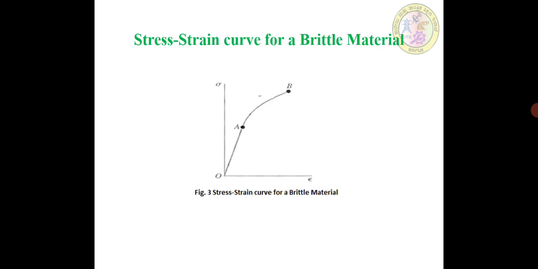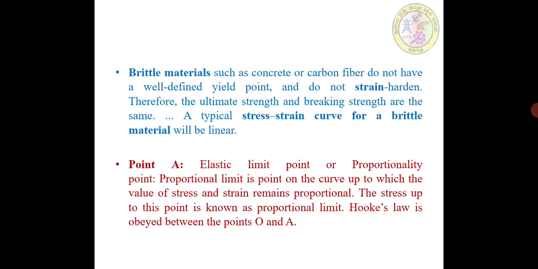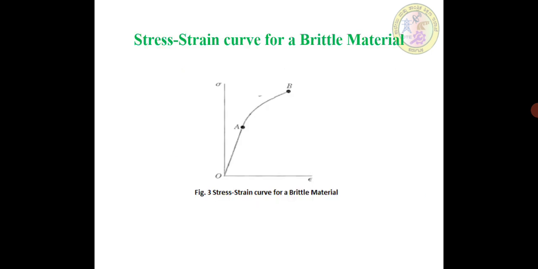Now in the last, we have one more type of material which we call brittle material. Some examples of brittle materials are glass, cast iron and concrete. Now what happens in case of brittle material? Brittle materials such as concrete or carbon fiber do not have a well-defined yield point and do not strain harden. Therefore, the ultimate strength and breaking strength are the same. A typical stress strain curve for a brittle material will be linear as shown in the diagram.